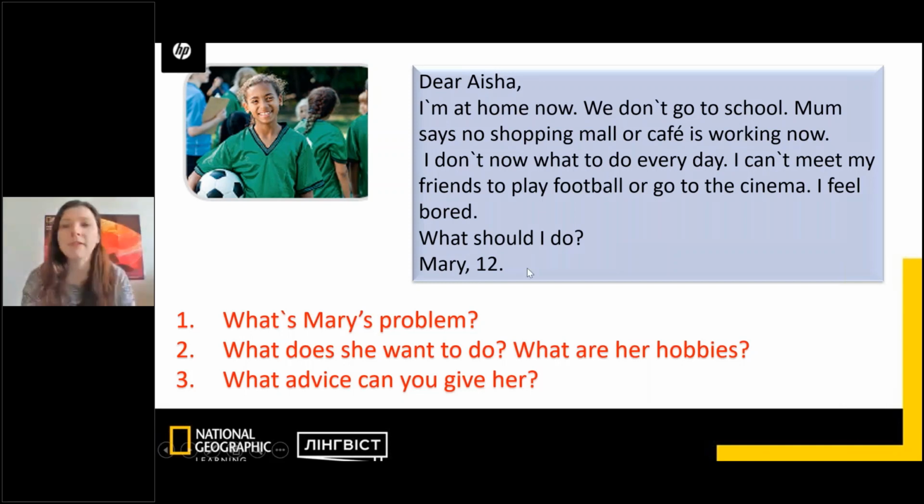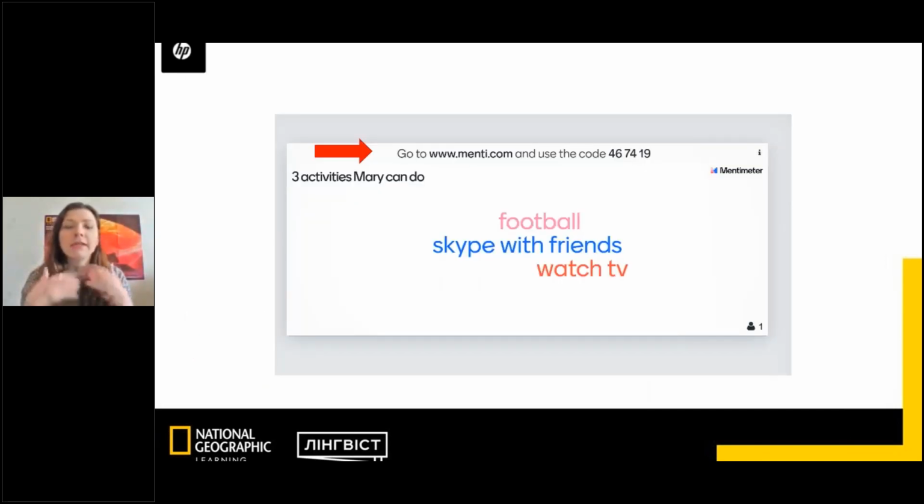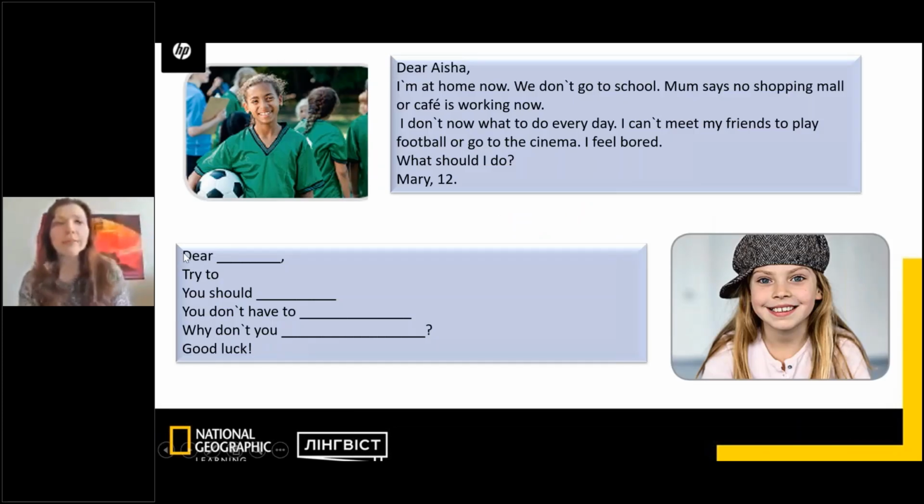Let's do it this way. Now, here is an example of how you can write the advice. You write, dear, what is her name? Dear Mary, try to. You should. You don't have to. Why don't you? So just give her some pieces of advice, right?